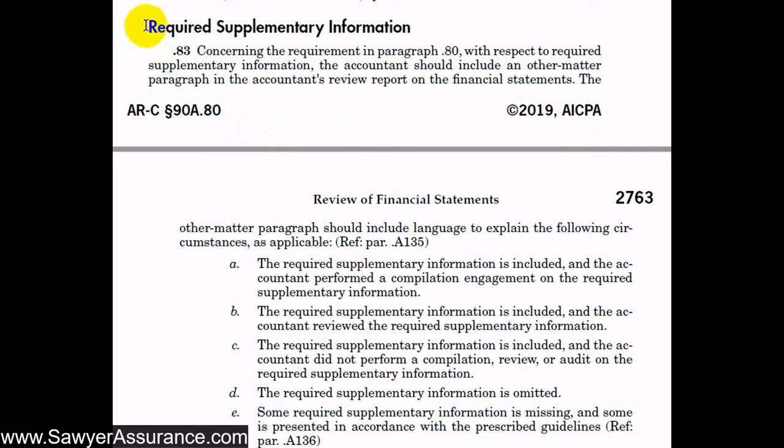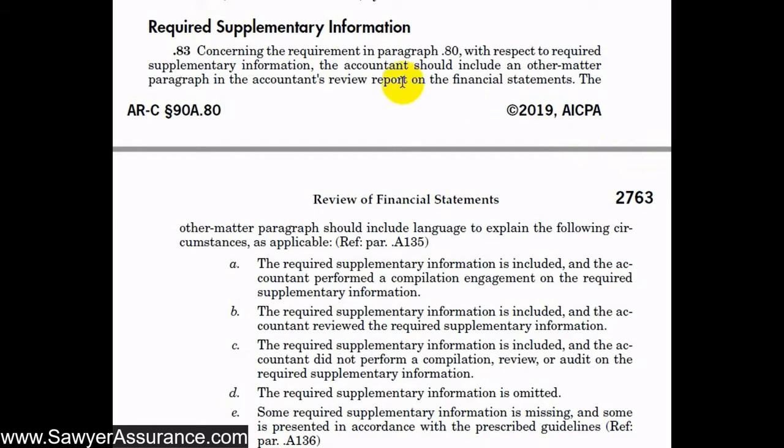So for instance, if GAAP required the supplementary information to be included with the financial statements, then our other matter paragraph is going to be a little bit different than the one that we discussed in the previous video, where that supplementary information wasn't necessarily required by the financial reporting framework, but management decided to include it just as additional information to help the users of the financial statement.